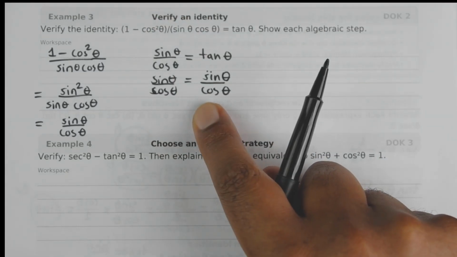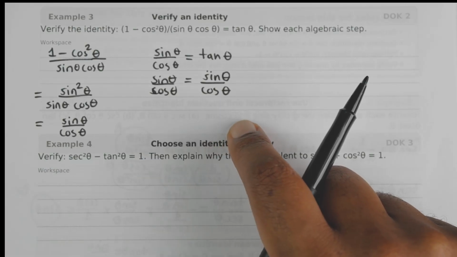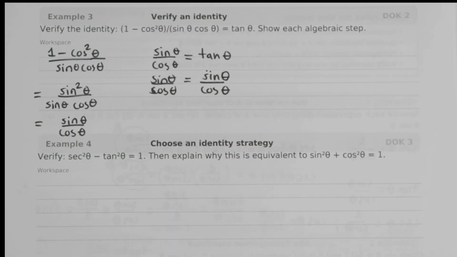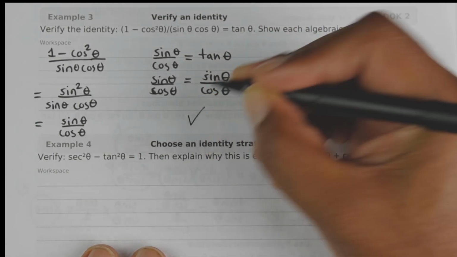Okay, so this one checks out. The way I can write it essentially is the left side becomes the right side. So (1 minus cosecant squared theta) divided by sine theta times cosine theta is equal to tan theta, and the identity checks out.